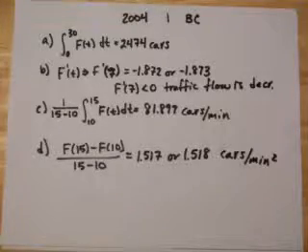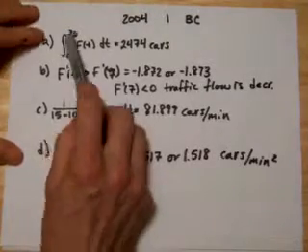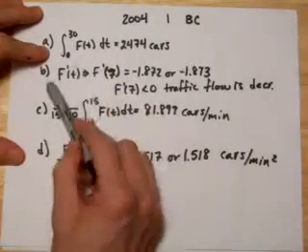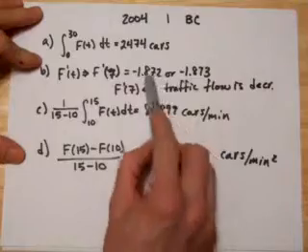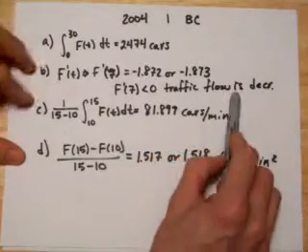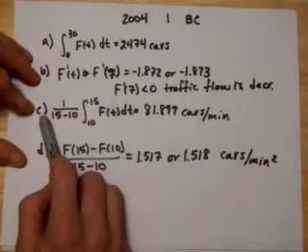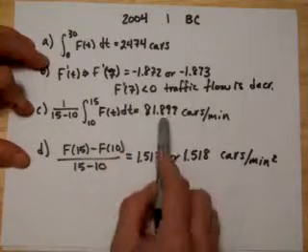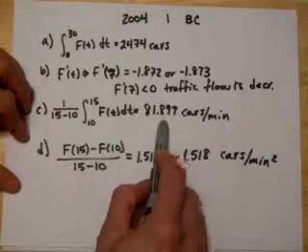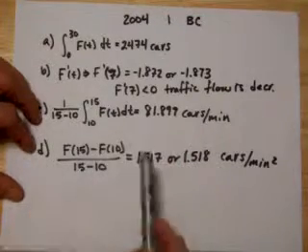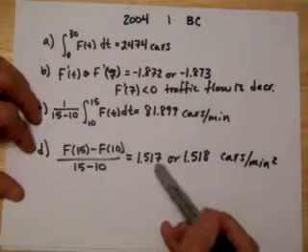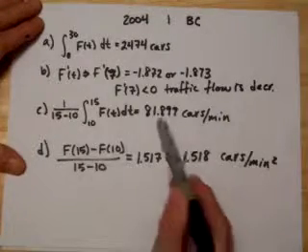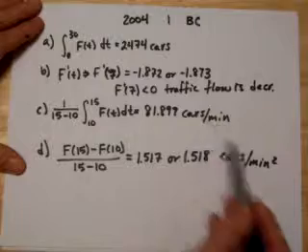So points for this one, 3 points for A, 1 for the limits, 1 for the integrand, and 1 for the answer. B, 1 for the answer with a reason. C, 1 point for the limits, 1 for the integrand, 1 for the answer, and D, 1 point for the answer. And there's also 1 additional point for C and D to both have the correct units.